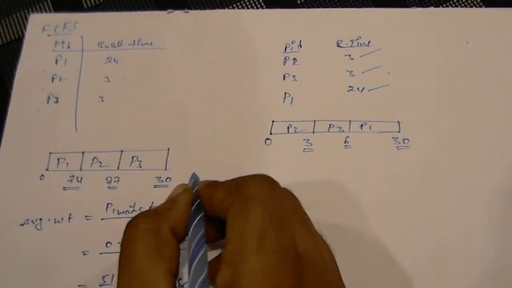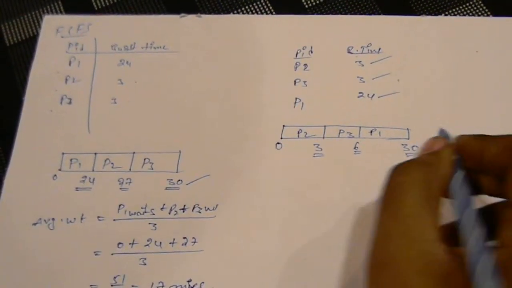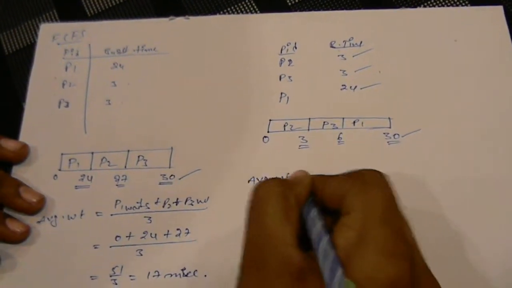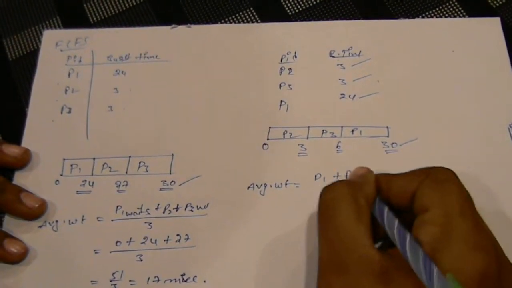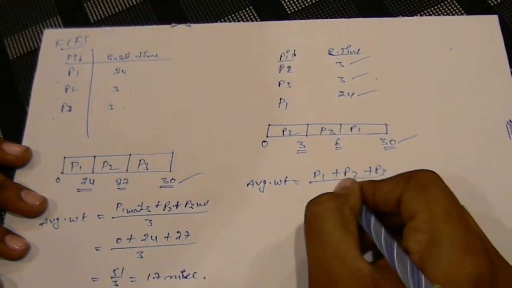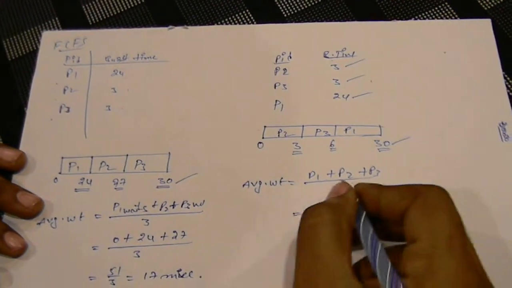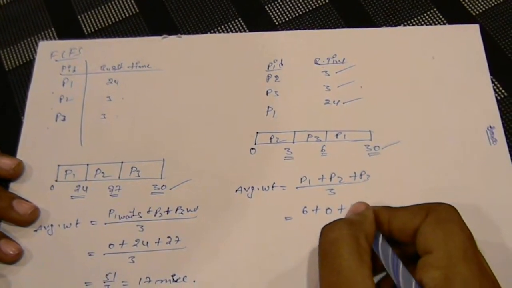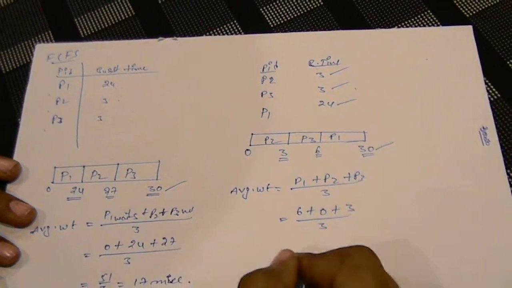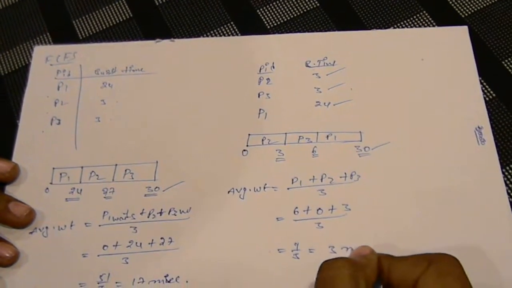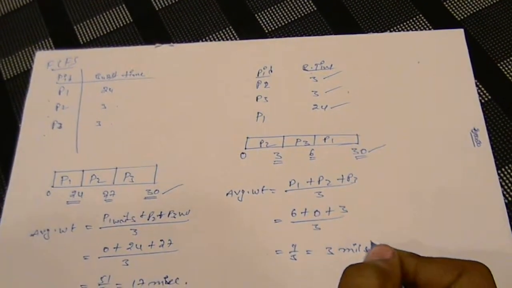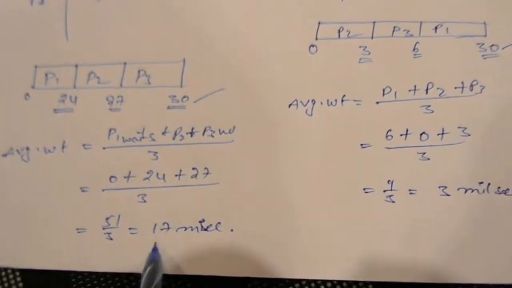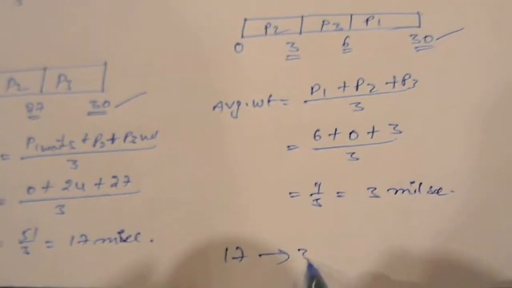Here in both cases the total execution time was the same, but coming to average waiting time, P1 wait plus P2 wait plus P3 wait divided by the total number of processes. P1 waits for 6 milliseconds, P2 waits for 0 milliseconds, P3 waits for 3 milliseconds, divided by 3, that is 9 by 3, 3 milliseconds. Now the average waiting time is reduced from 17 milliseconds to 3 milliseconds.